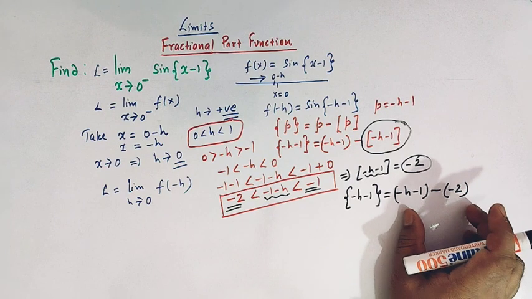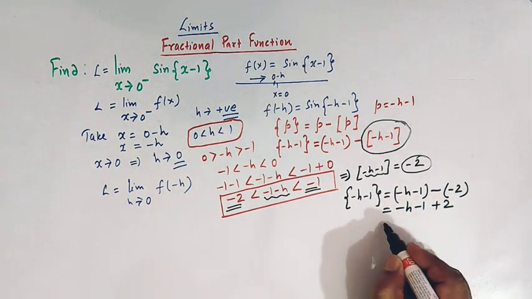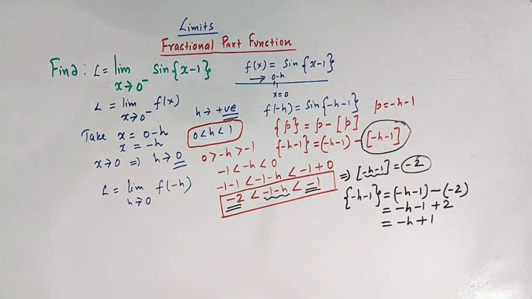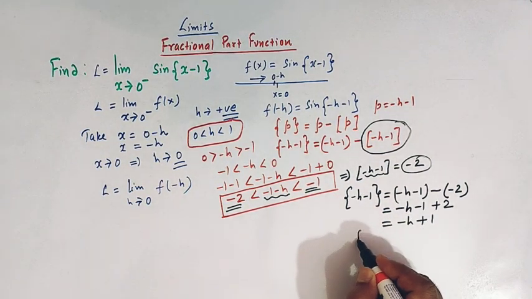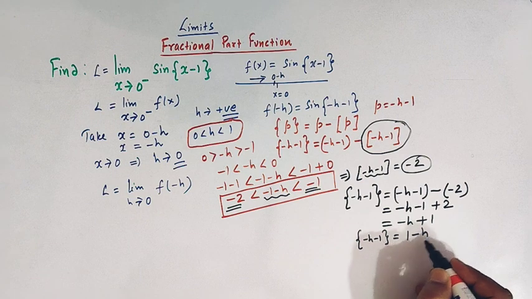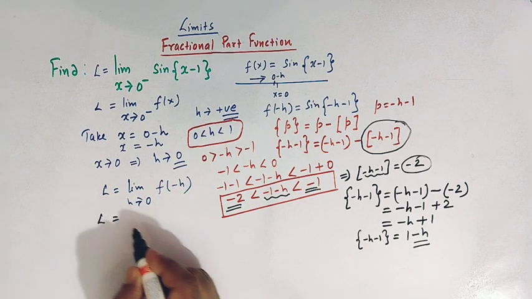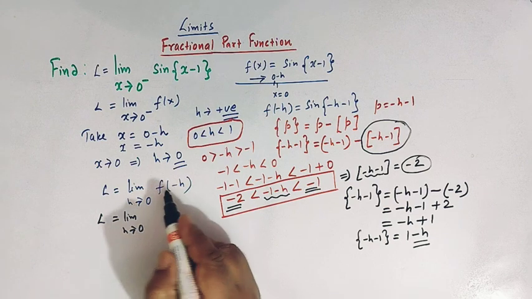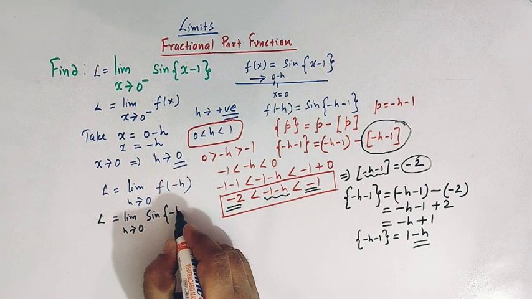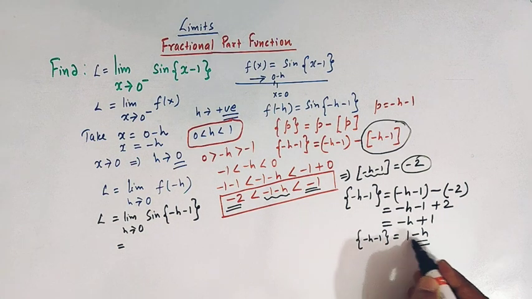So this is the most important step, right? So now we can simplify it. So we have minus h minus 1, this is plus 2, and we have minus h, and 2 minus 1 is 1, right? So now we have established that the fractional part of minus h minus 1 is equal to minus h plus 1, which can be written as 1 minus h, right? Okay, so now let us return to our limit. So here we have the limit L is equal to limit h tends to 0, and f of minus h is equal to sine of fractional part of minus h minus 1, right? Okay, so now the fractional part of minus h minus 1 is equal to 1 minus h, right?